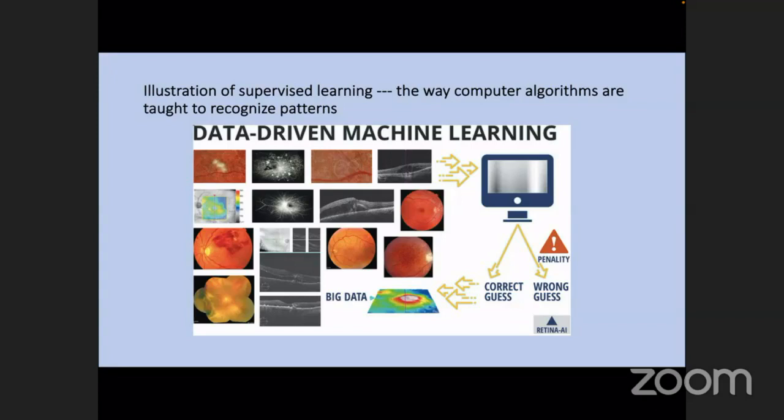of images. The algorithm remembers the previous errors that resulted in penalties and constantly tries to avoid them. In other words, with each cycle, the algorithm tries to make increasingly correct guesses and eventually learns how to make the correct diagnosis. So it is clearly explained in the illustrative diagram here.